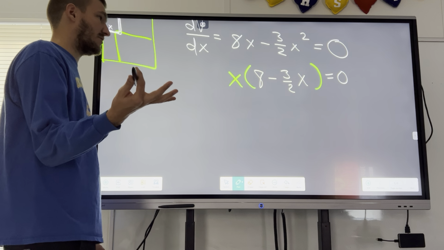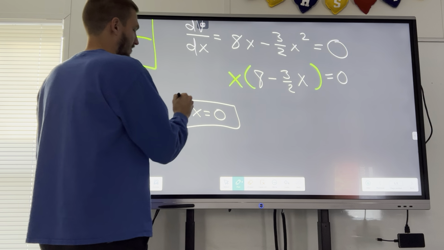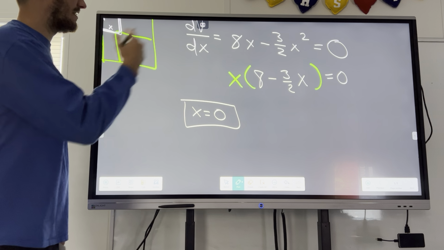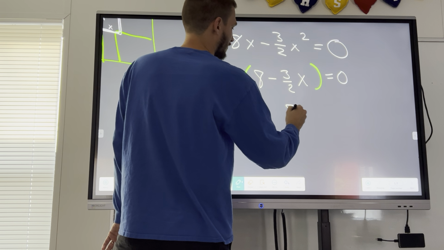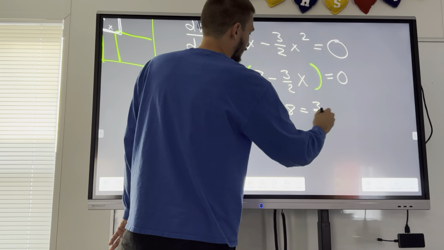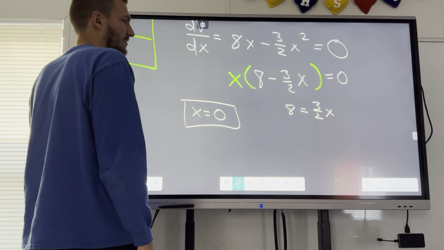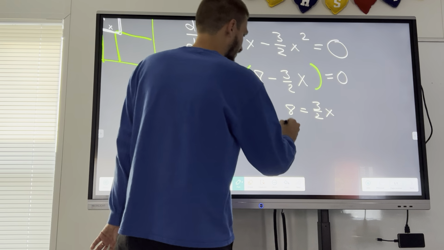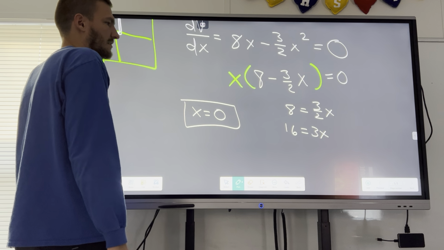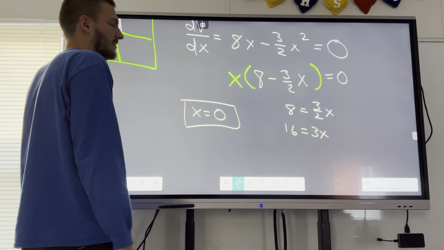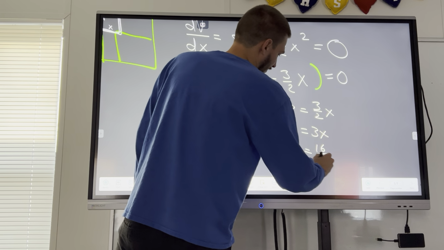And I'm gonna get 2 answers now. One answer is gonna be x equals 0. The other answer is gonna come from the other side, which I'm gonna have to solve this little algebra 1. 3/2 x. Multiply everything by 2, 16 equals 3x. Divide both sides by 3. X equals 16/3.